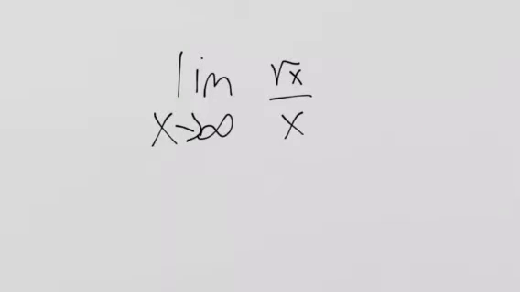Now this one's easier to see. Root x is definitely growing slower than just normal x. So this one also approaches 0. So all three of them approach 0 because in all three cases, the denominator eventually is going to be growing faster than the numerator.